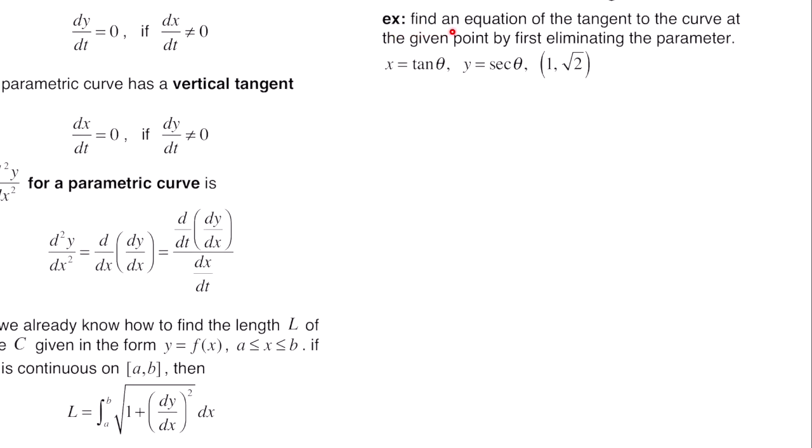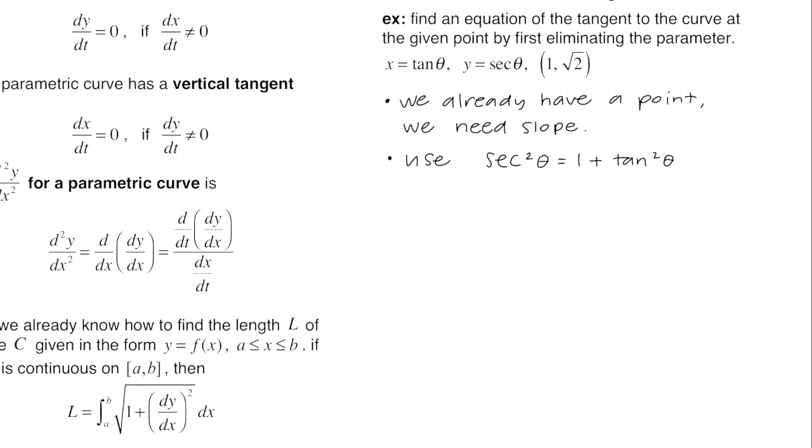This example says find an equation of the tangent to the curve at the given point by first eliminating the parameter. We have x equals tangent of theta and y equals secant of theta, and then we have the coordinate point (1, root 2). So again, for the equation of a tangent to a curve, we need a point and slope, and we already have a point, (1, root 2), so now we just need slope.